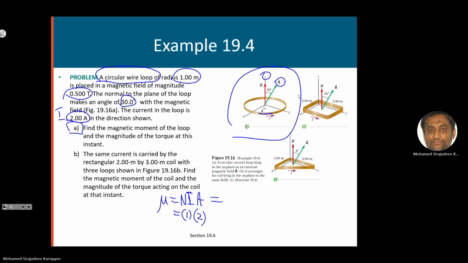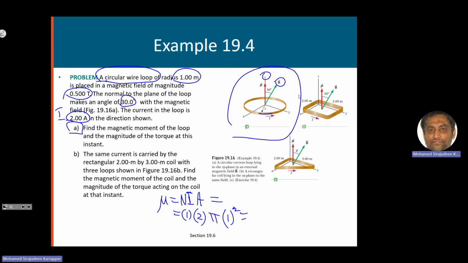What about the area? What is the area of a circle? There is no length given, so this is something you have to remember. The plane of this wire loop is a circle, so you should know how to get the area. The area of a circle is pi r squared. r is 1 meter, so you substitute 1. So you get a certain value for mu. Done, but we are not done.